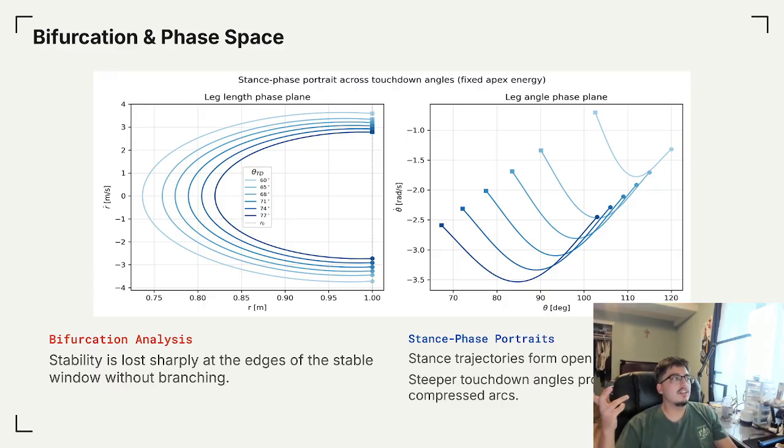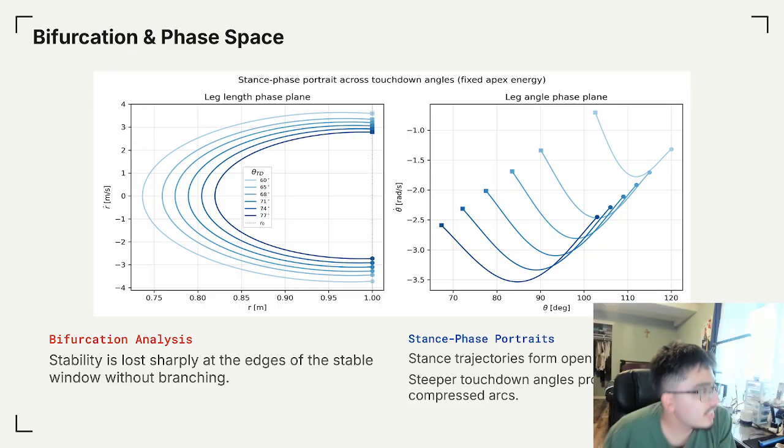Then finally, I did look at the bifurcation in the phase space of the leg. I looked at the angle theta over theta dot, and also the radius of the leg over the velocity of it. And what we found is that stability was lost sharply at the edges of the stable window, but it didn't really branch out.